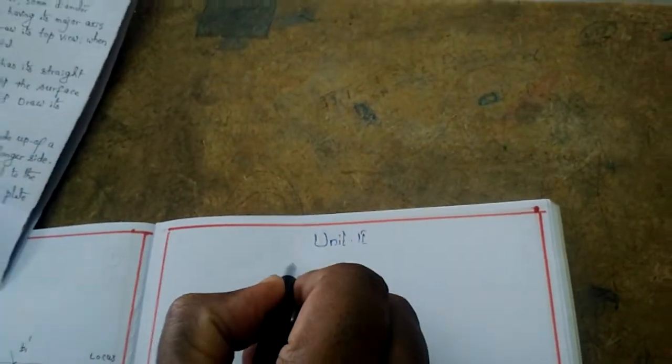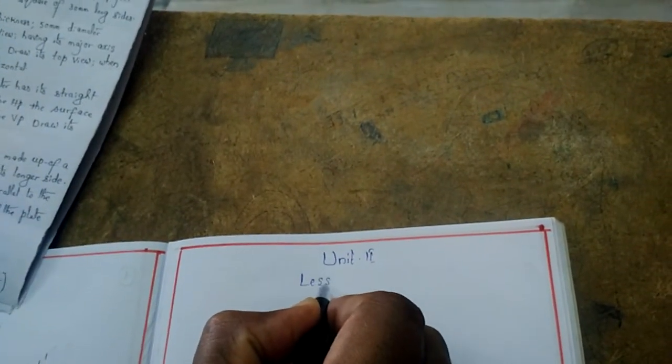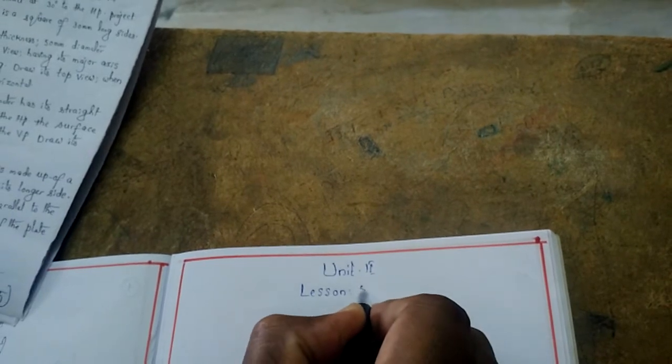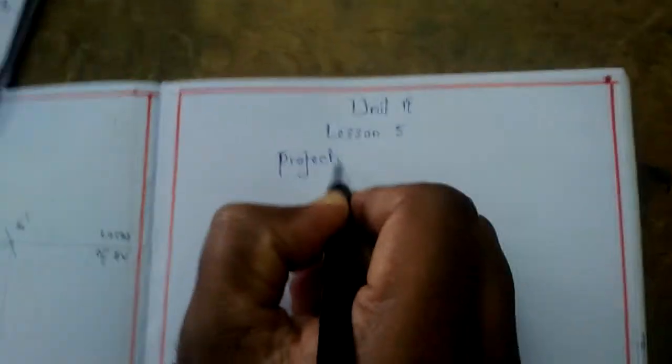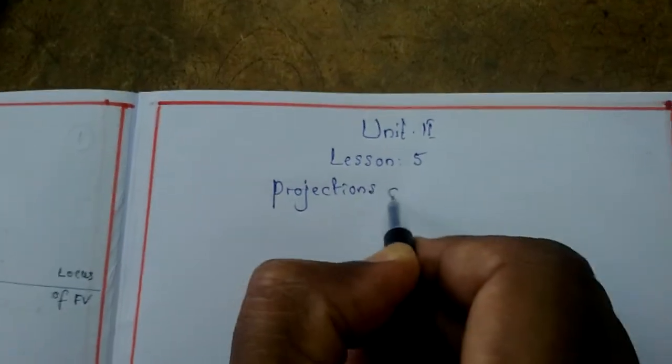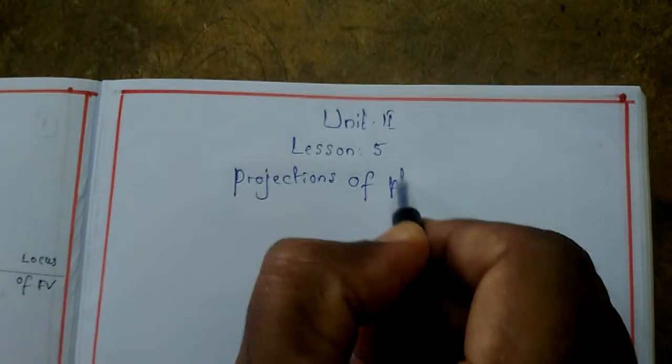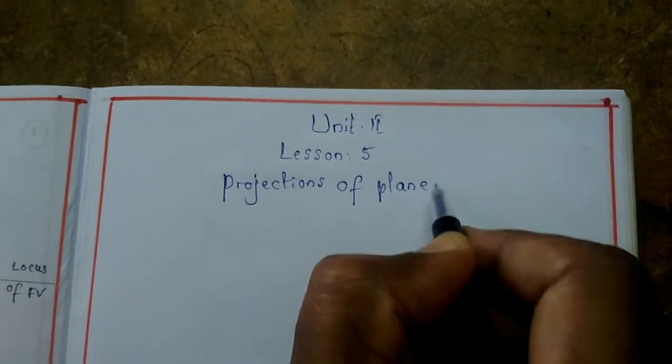We will start unit number 2, lesson number 5. Unit number 2 and lesson number 5. This lesson is specifically about projections of planes. A plane is nothing but a two-dimensional figure.